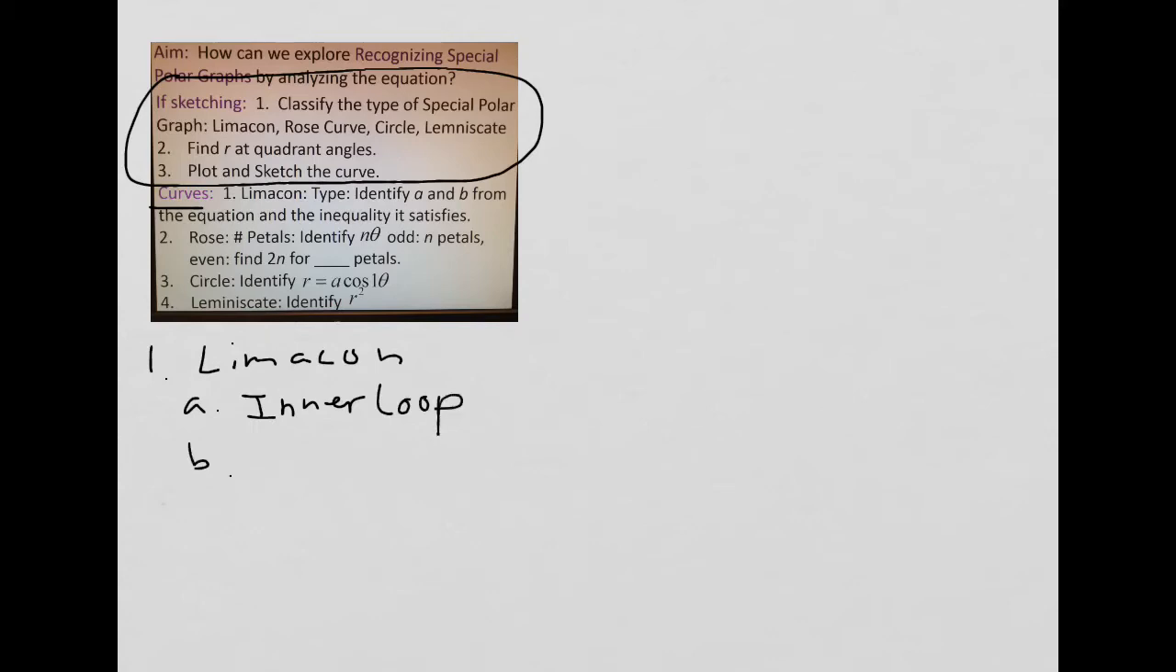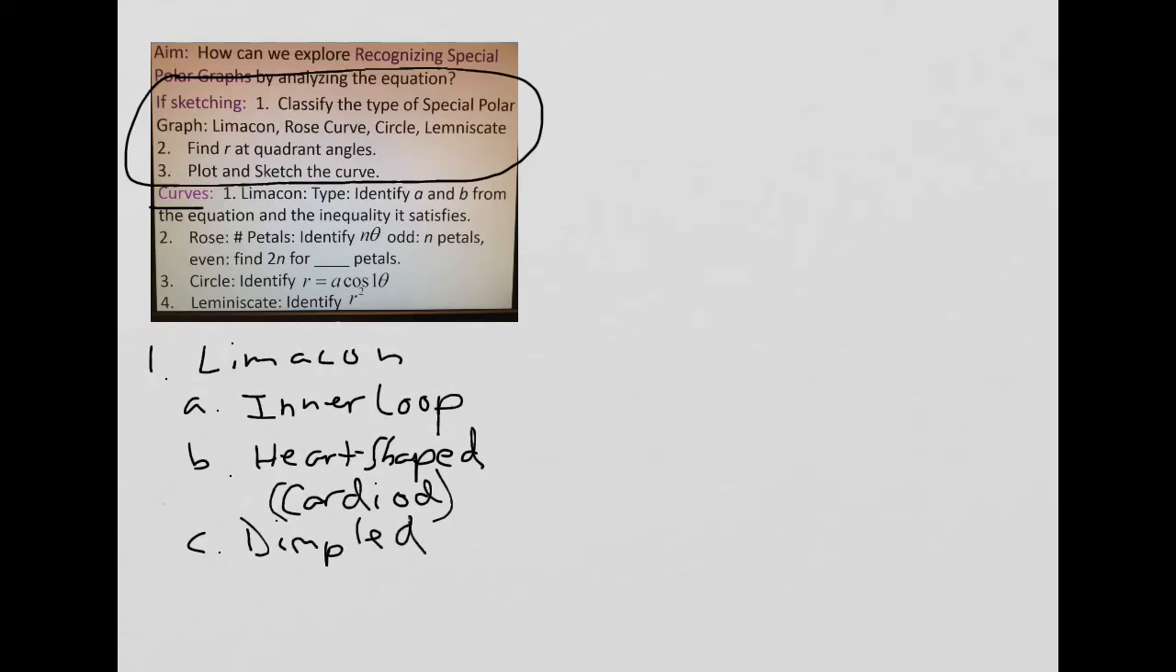Okay, the second one we're going to talk about is one that is heart-shaped. It's also called a cardioid. And the next one we're going to talk about is dimpled. And the last one is convex. All right.